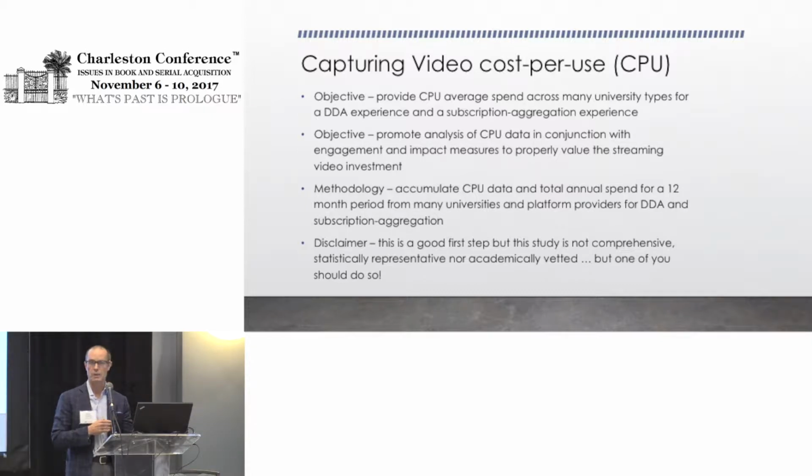Last point, the disclaimer: it's not scientific. It's not statistically representative. It's interesting. It shows some things that maybe you haven't seen before, maybe you have. Something to think about in terms of looking at cost per use.